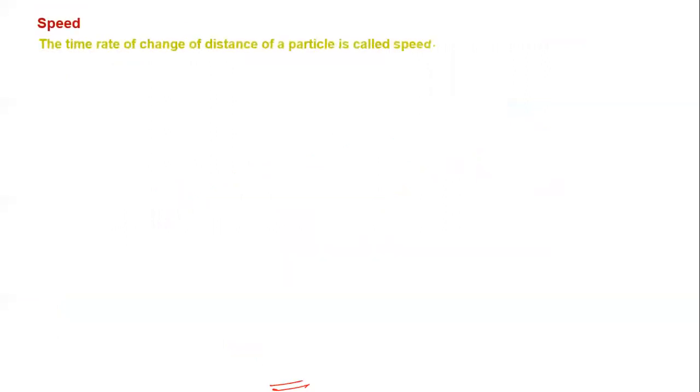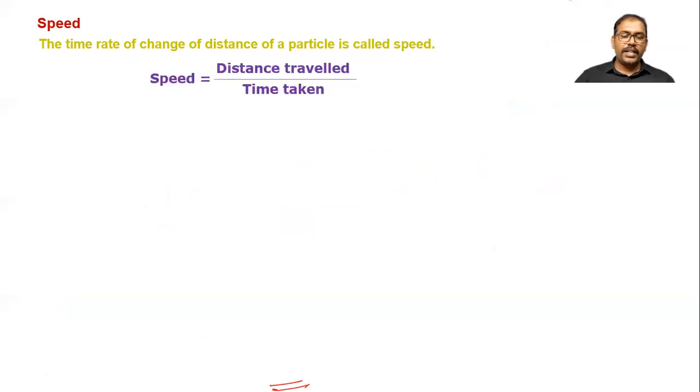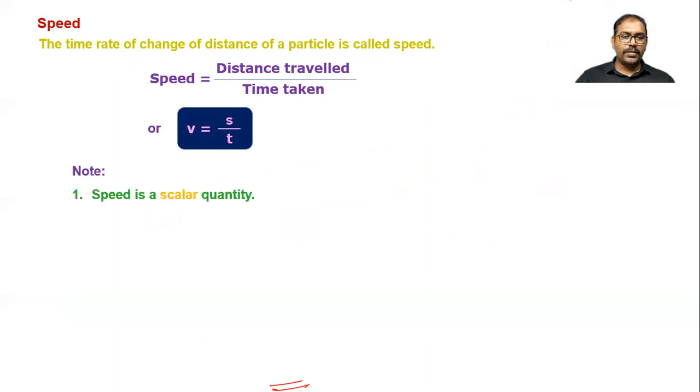Now what is speed? Speed is the time rate of change of distance of a particle. We can write speed is equal to distance traveled divided by time taken. Or we can write in a symbolic format, v is equal to s divided by t. Note, speed is a scalar quantity. Speed is either positive or zero, it cannot be negative. So it is never negative.